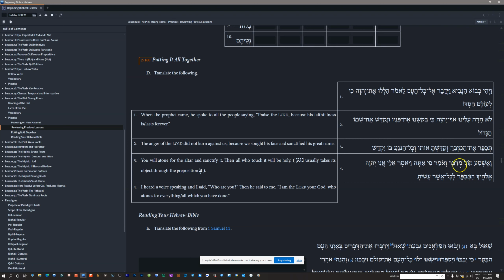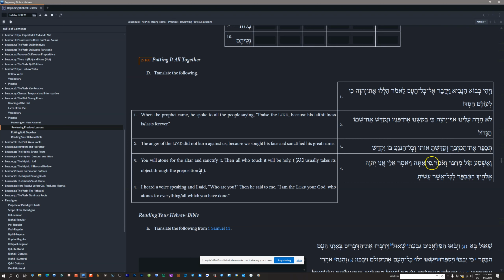Mida­ber. Okay, we see mida­ber here. Mem, shva at the beginning. That tells us we have a Piel participle. All right, so this verb is doing something. It's a participle. The voice is doing something. What is it doing? Well, the verb is diber, for speak. So I heard a voice speaking.